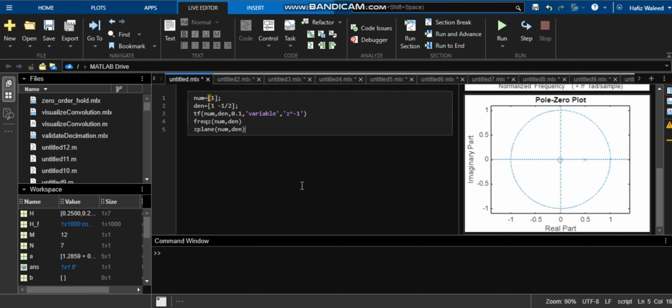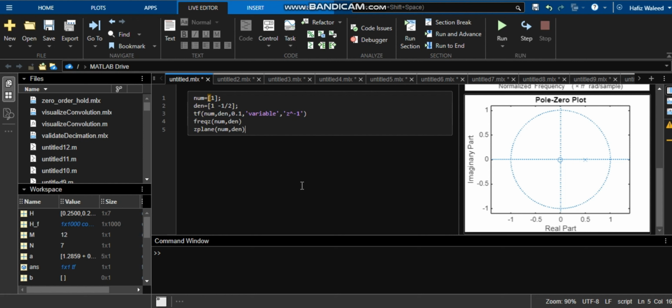This code defines a transfer function in the Z domain and performs several analyses on it. First, num is equal to 1 and den is equal to 1, 1/2. These specify the numerator and denominator coefficients of the transfer function respectively. The TF function creates the discrete time transfer function model with a sampling period of 0.1 second using z minus 1 as the variable to denote delays.